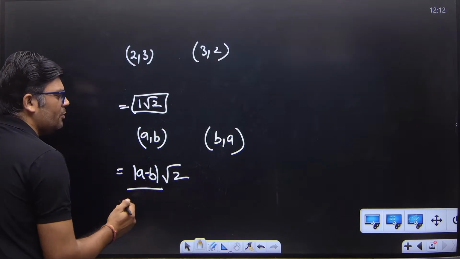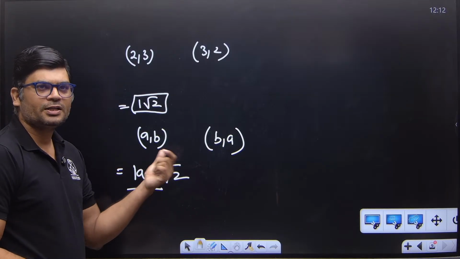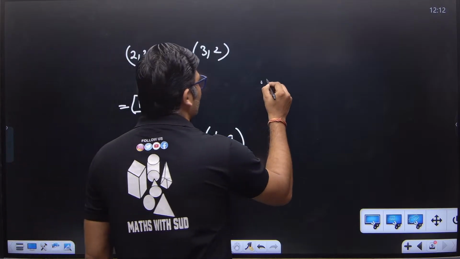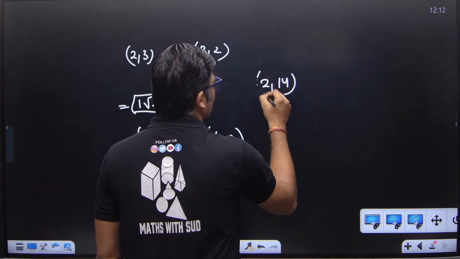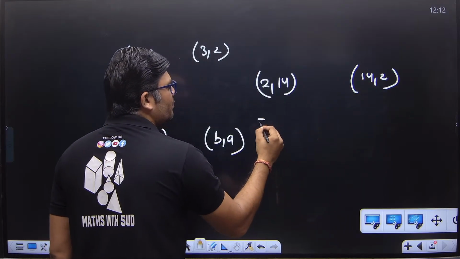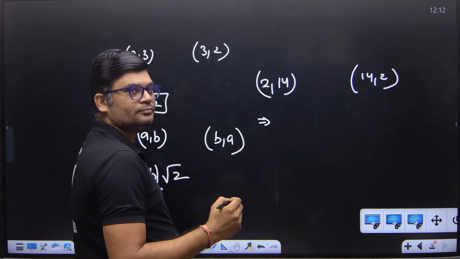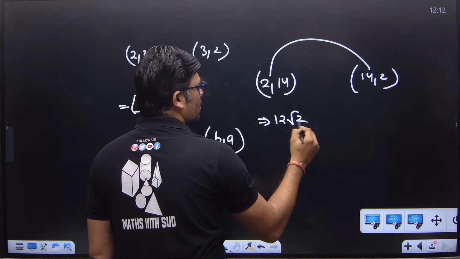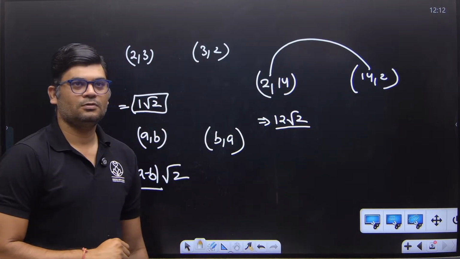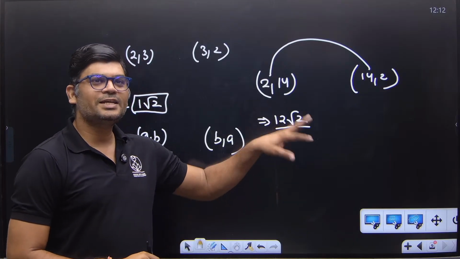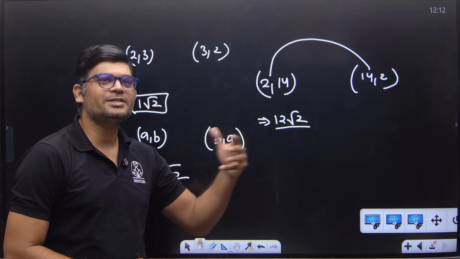Why am I taking mod? Because a can be bigger or smaller than b. So let us take an example of any 2 points. Let us say 2 comma 14 and the other point is 14 comma 2. So immediately can you tell me what will be the answer? Okay, 12 root 2. Are you getting it? Got it. Yeah. So this is the second special case of the previous one, an extended form.